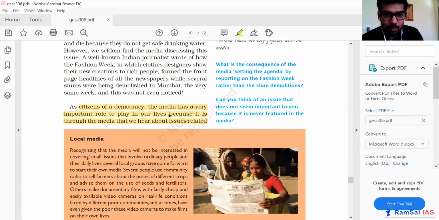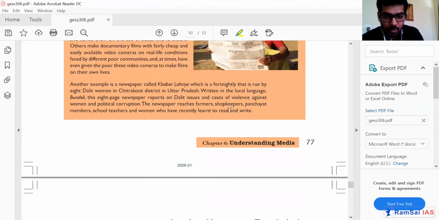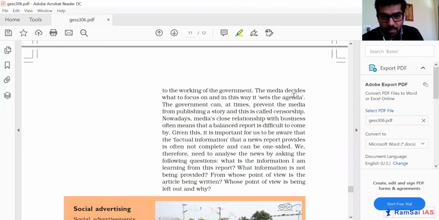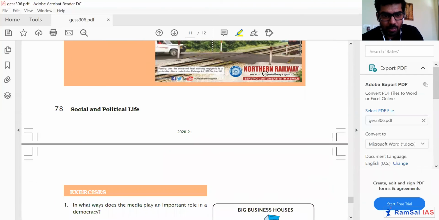So for a citizen of a democracy, the media has a very important role to play in our lives, because it is through the media that we hear about issues related to the working of the government. The media decides what to focus on, and in this way it sets the agenda, it decides the narrative, it sets the discourse. The government can at times prevent the media from publishing a story, and this is called censorship. Ideally it should not happen unless it is against the law, like you cannot publish every intelligence report or covert military operations. There is something called the Official Secrets Act. If anyone gets access to any such story which the government is not willing to release at the moment, then that can be punished. So these are the various things given in this chapter.